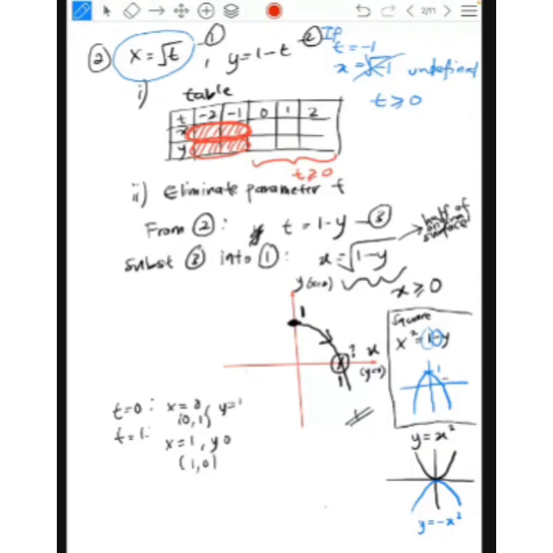Remember, if the question does not give you a domain, you may have any domain, any value of t. However, please refer back to your equation. If the equation has a square root, then the square root is only defined for a non-negative value. Okay. Question number 3 is also the same.